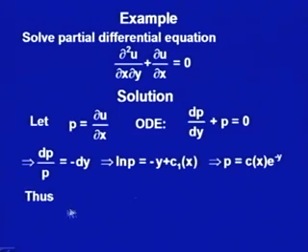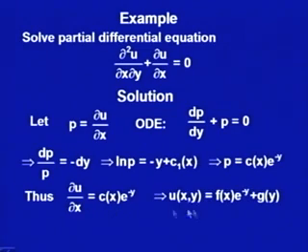So, this says del u over del x is equal to C x e to the power minus y. Integrate it with respect to x on both the sides. What we get is u is equal to the integral of C x e to the power minus y.